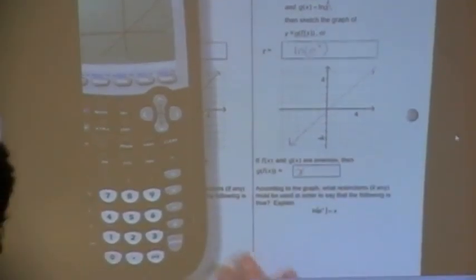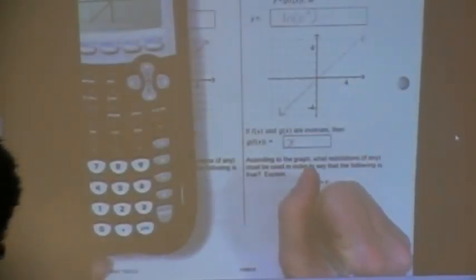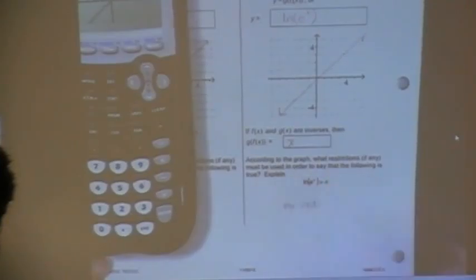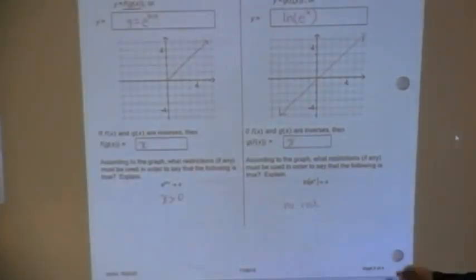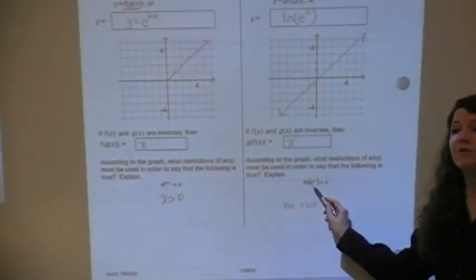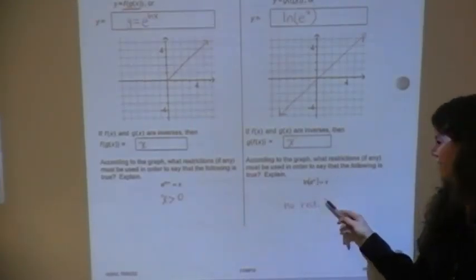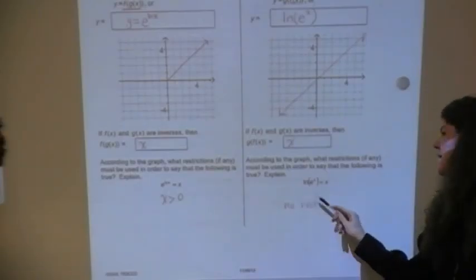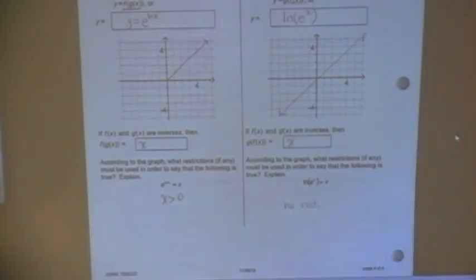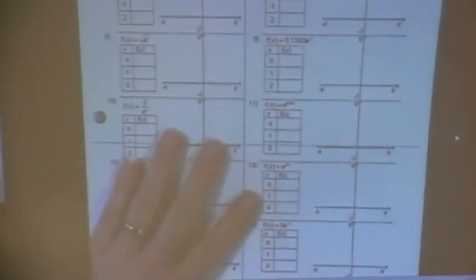So I plugged in e to the x, and I got that. So it's still the linear parent function, but this time there is no restriction. So it still equals x, but there's no restriction this time. And the reason there's no restriction this time is because e can be raised to any power. You can raise it to a negative power, it'll still work. It just makes it go down to the basement. So that still works. It's just logarithms that you can't take a negative value of.